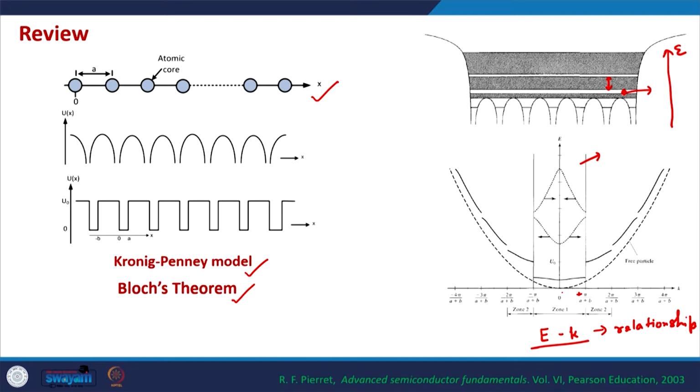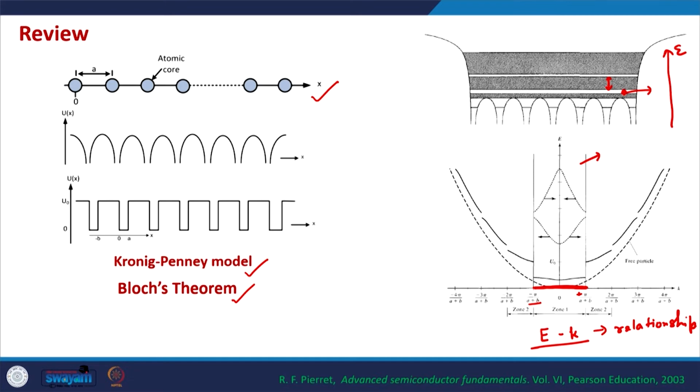So, as we saw during our discussion of Bloch's theorem, we concluded that the complete set of K values lie in the range of 2 pi by period of the potential profile, and here the period of the potential profile was a plus b. So, the complete set of distinct K values lie in the range from minus pi by a plus b to plus pi by a plus b, and when we plot EK relationship in this range, this representation is known as the reduced zone representation of the solids.